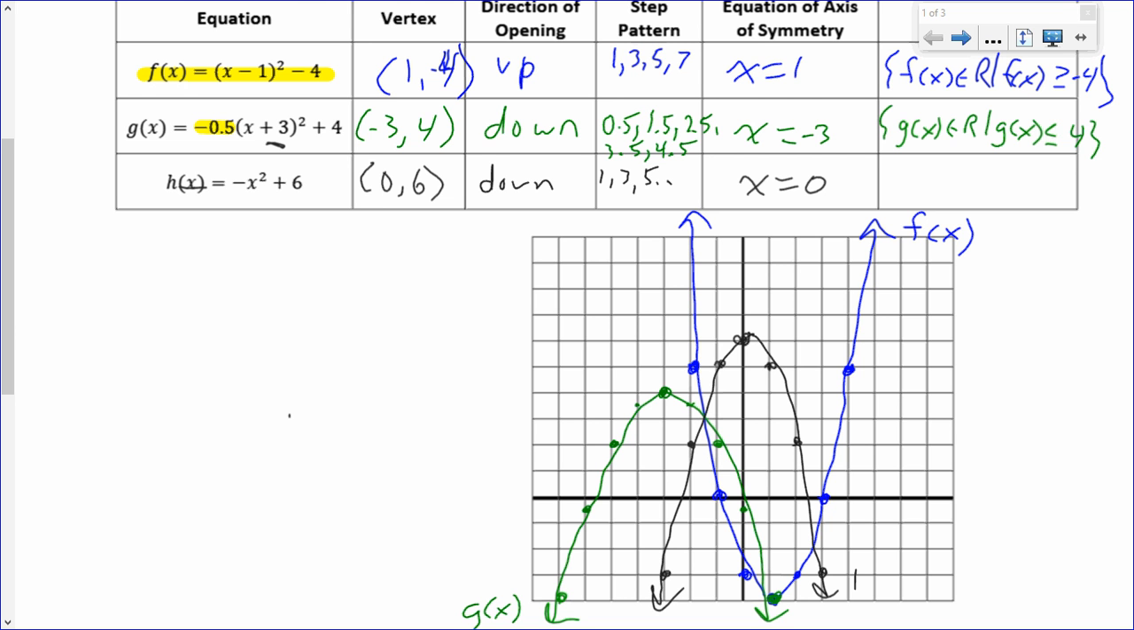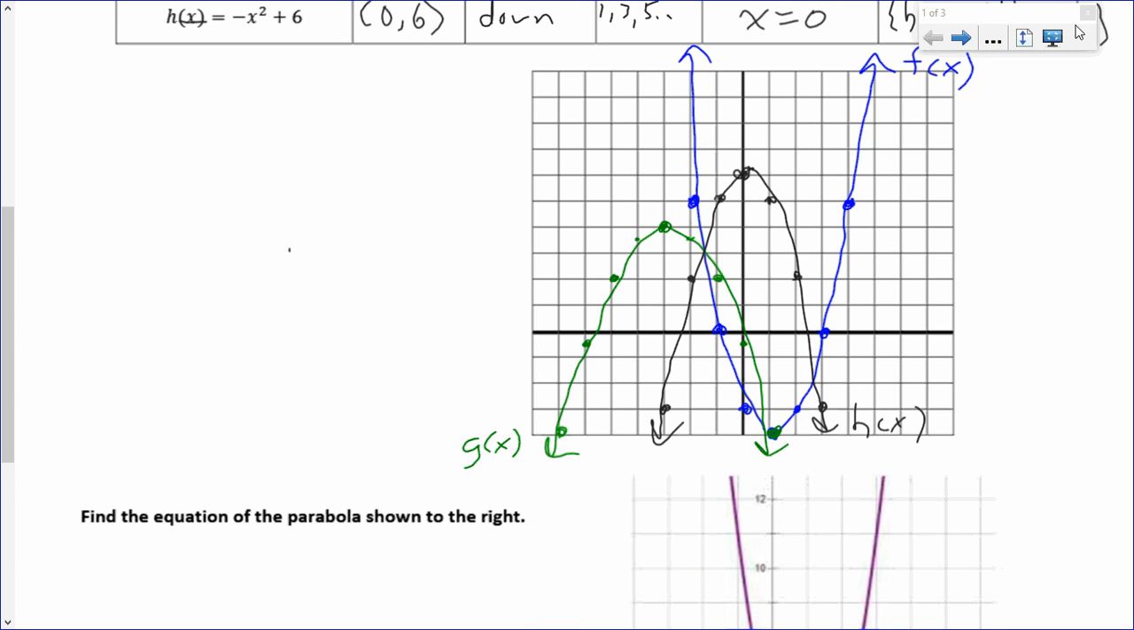And there we have h of x, the last graph. I can figure out the range. I could have done this earlier by just imagining what the graph looked like. All the y values are less than or equal to 6. And there you have the end of the first problem. Let's move on to the next one here.